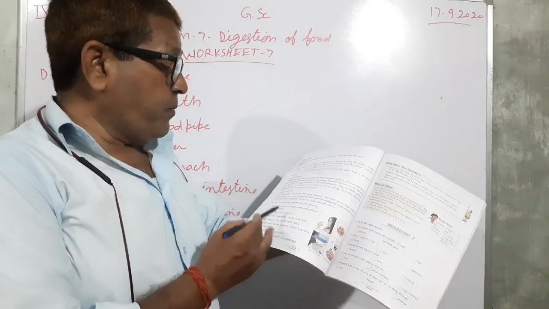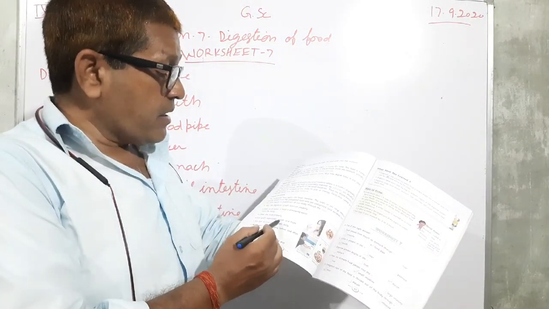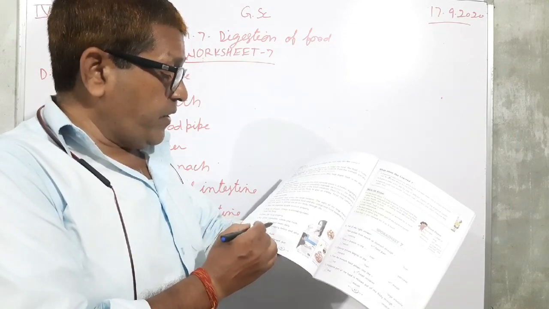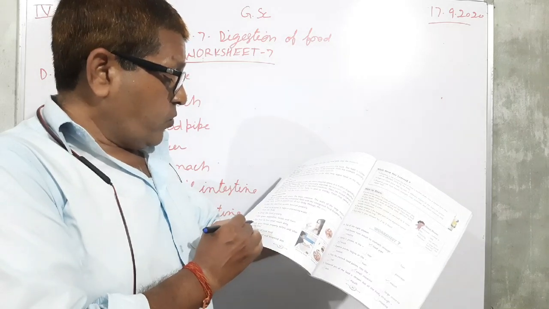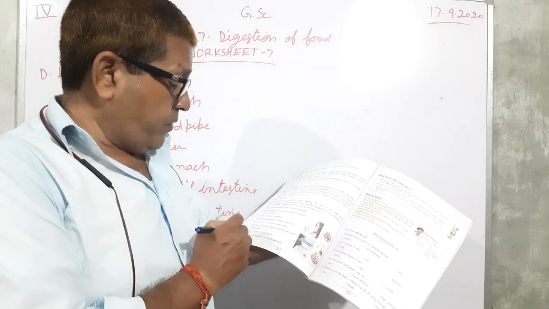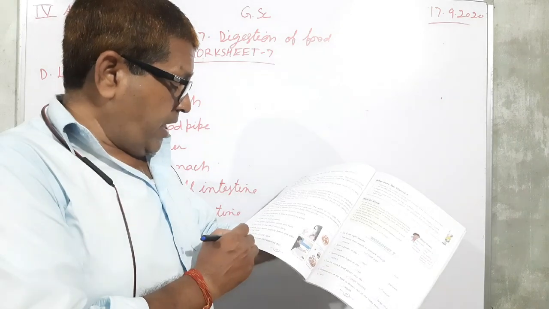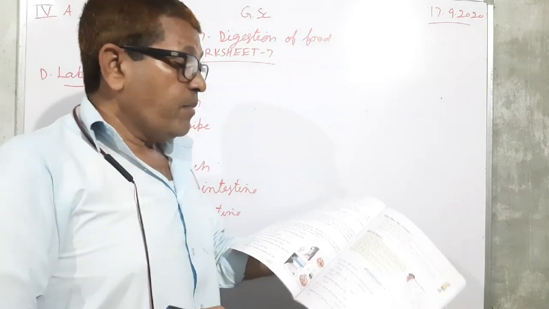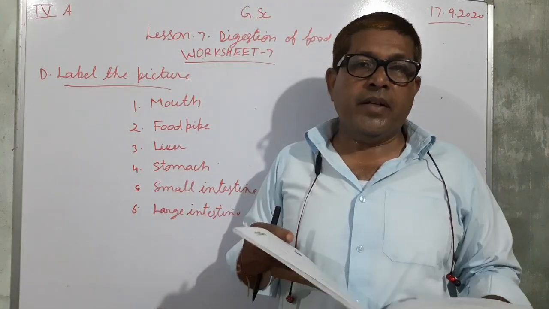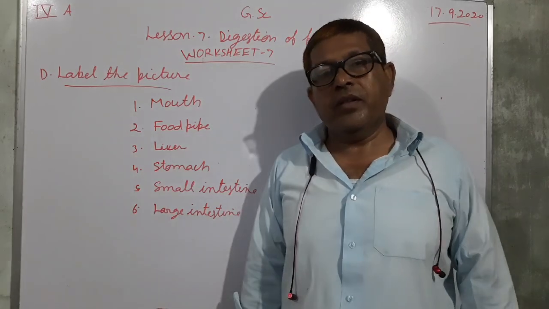Second, chew the food properly. Next, eat green vegetables, salads and fruits. Eat 4 to 5 small meals daily. Wash your hands properly before and after eating food. Limit intake of junk food. Have home cooked and balanced diet. Every day we have to take a balanced diet. If we are not taking a balanced diet, we may suffer from diseases.